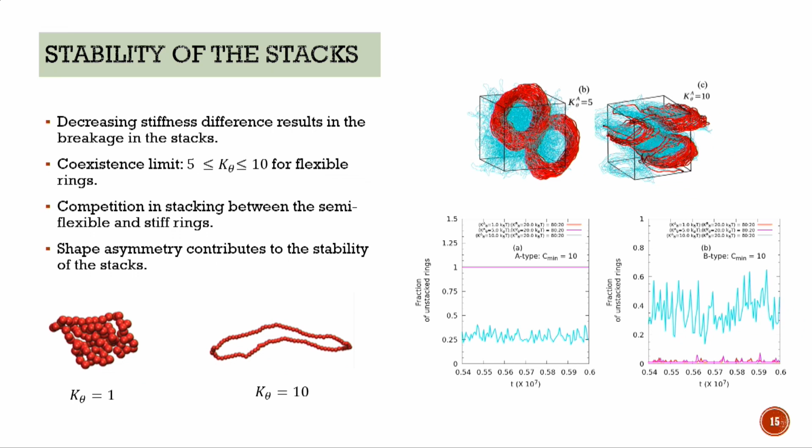And you can see the typical shape required for this flexible system, which basically controls the stack formation. What is happening is that for k equal to 1, it is much more globular shaped, which helps the stack formation. But for k equal to 10, they become much more planar or rod-shaped structures, which does not allow the stacks to form for the stiffer system. So this shape asymmetry has a direct contribution to the stability of the stacks.